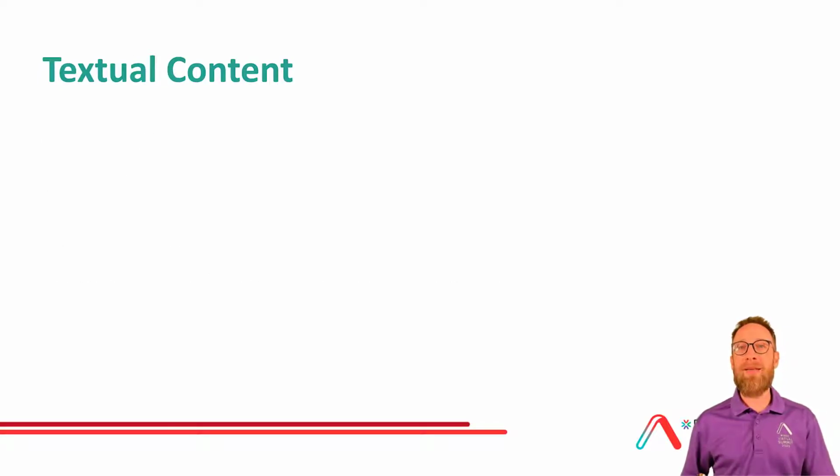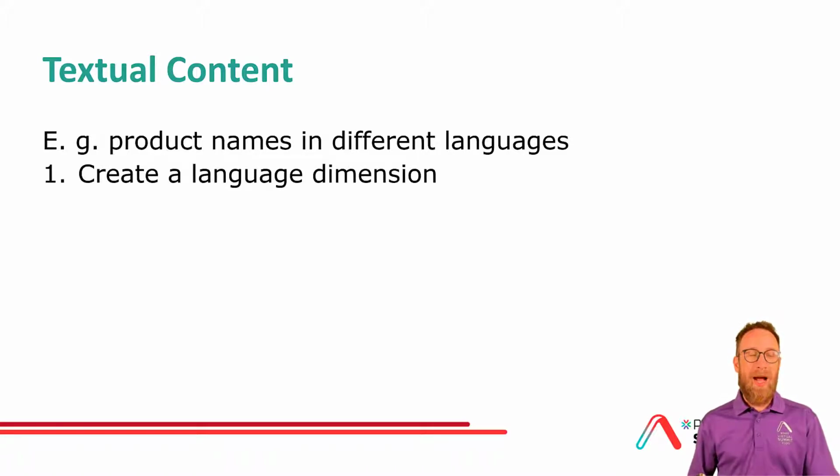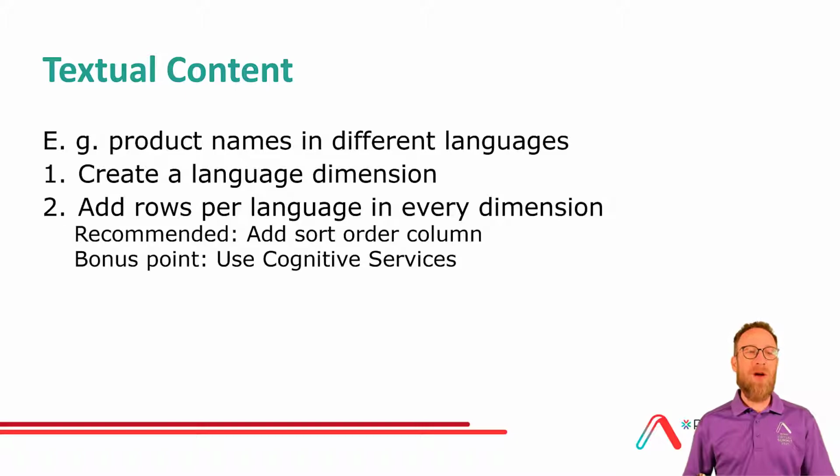So first, textual content. How can we change the content of our dimensions? For example, the product names should appear in different languages. So first, I have to create a language dimension which contains a distinct list of available languages. Second, I have to add rows per language in every dimension. So for the product ID number 1, there's not one single row then, but several rows per language. In one, it appears as bikes, and in the second, the same key, number 1, also appears in a different language.